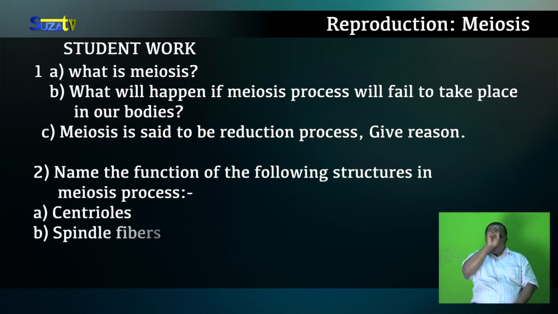Question number 2. Name the function of the following structures in the meiosis process. A. Centriole. B. Spindle fiber.